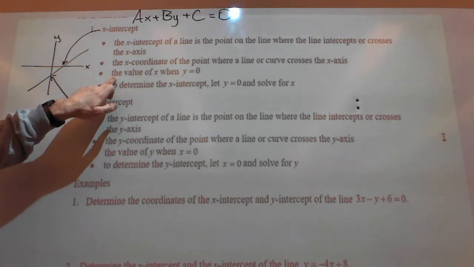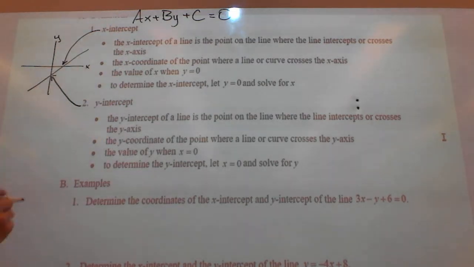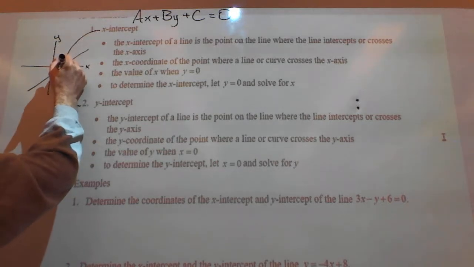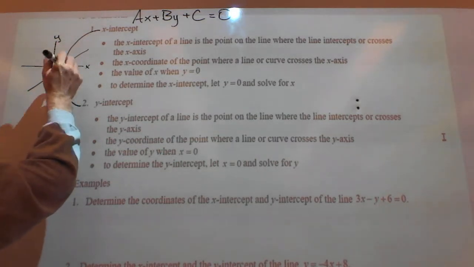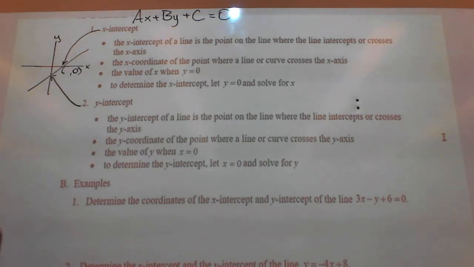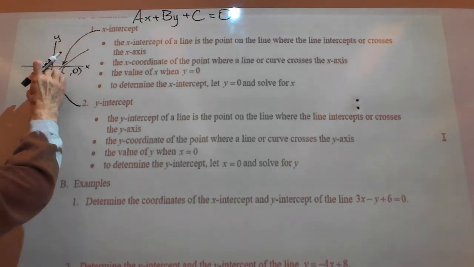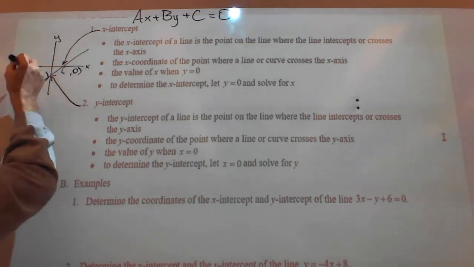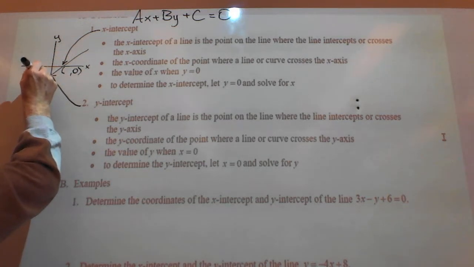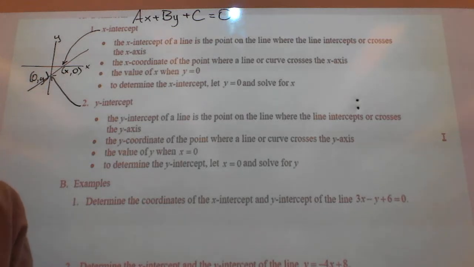The value of x when y equals 0 is just another way of thinking of the x-intercept, because remember, at this x-intercept, we may not know the x value, but we know for sure, always and forever, for the x-intercept, the y-coordinate will be 0. Similarly, for the y-intercept, we may not know where it crosses the y-axis yet, but we know that the x-coordinate of that will always be 0. Okay?